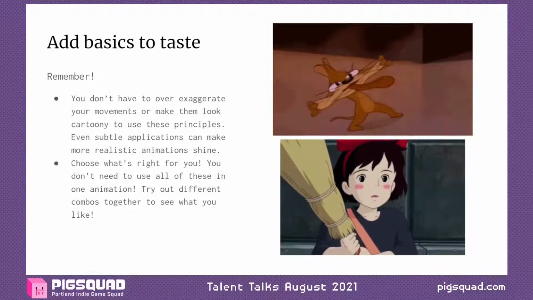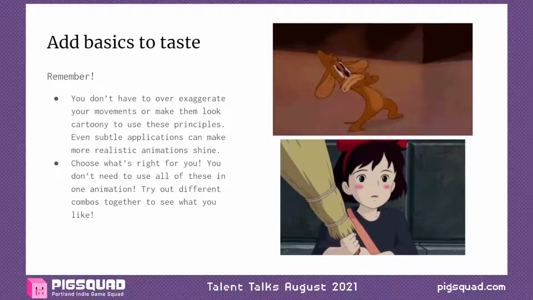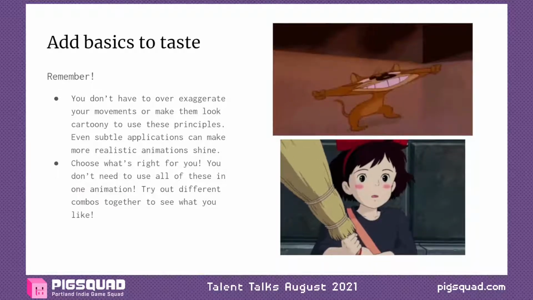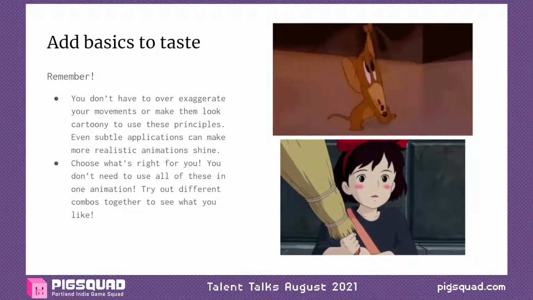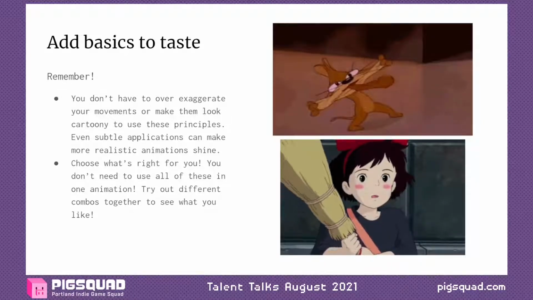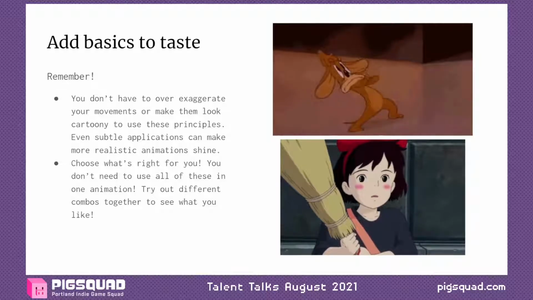You don't need to use all of these in one animation. You don't need to look at your animation and say, I need easing, I need anticipation, I need squash and stretch. Just try out different combos together, see what you like. They're all tools in your toolbox that you can use at any time. You can see there's clearly a lot of squashing and stretching happening in this Tom and Jerry GIF at the top. And there is actually a little bit happening in this Kiki's Delivery Service GIF at the bottom. You could see the size of her pupils get larger. There are really subtle ways to apply all these things that can really help your movement read.